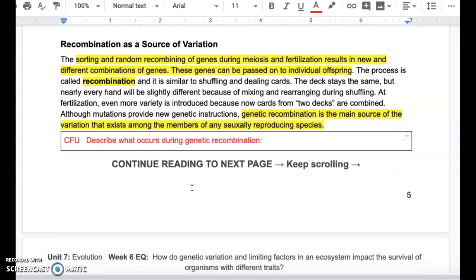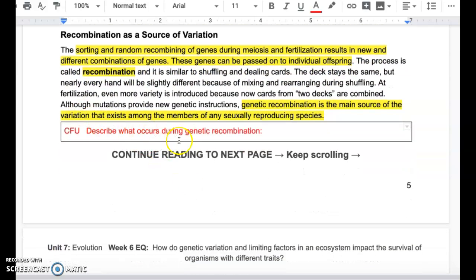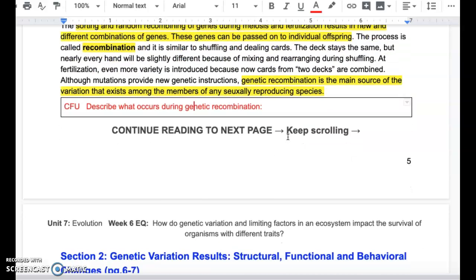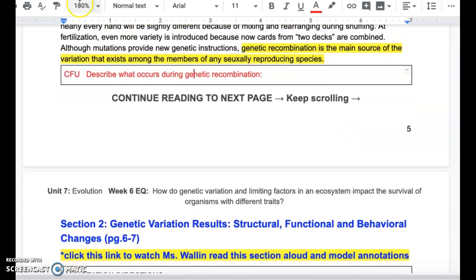Now, on your own, describe what occurs during genetic recombination. And don't forget, we're going to continue reading to the next page in the next video.